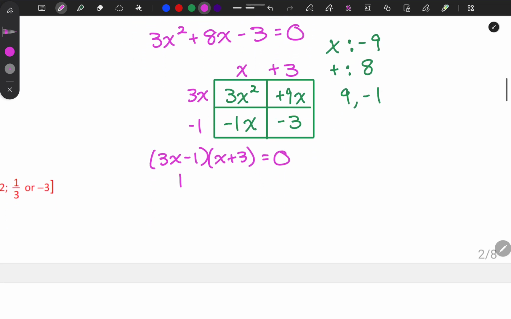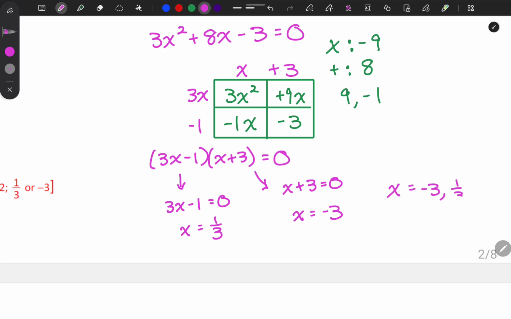And two possible solutions. Either 3x minus 1 is equal to 0, in which case x is equal to positive 1 over 3, or x plus 3 is equal to 0, in which case x is equal to negative 3. So our two final solutions, I'll write them together, are negative 3 and 1/3. This would be a good point to practice some of the basic solve by factoring questions before we go on to a more difficult example.